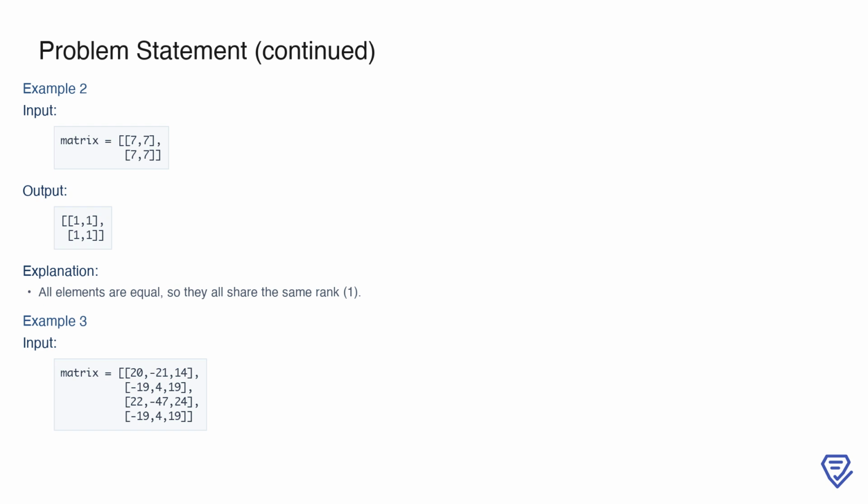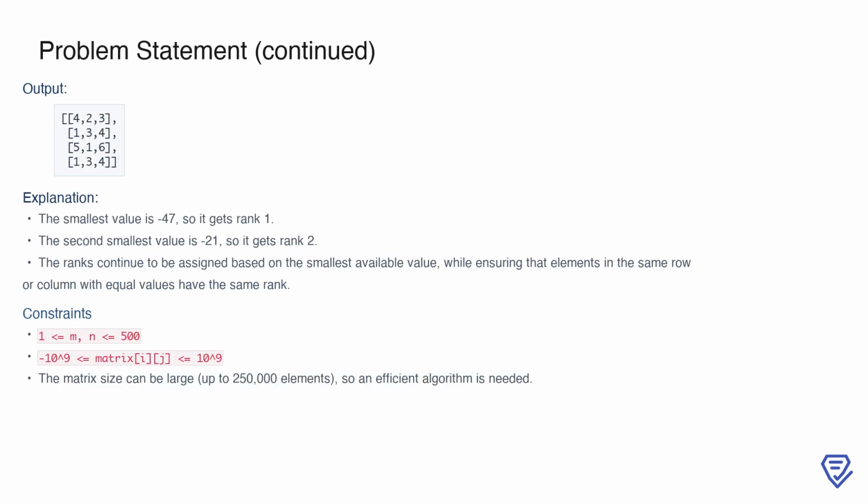Another example is a 4 by 3 matrix, 20, -21, 14, -19, 4, 19, 22, -47, 24, -19, 4, 19. This example highlights how ranks are assigned when there are both positive and negative numbers, as well as duplicate values within rows and columns. For the input matrix, 20, -21, 14, -19, 4, 19, 22, -47, 24, -19, 4, 19, the ranks are assigned as follows.